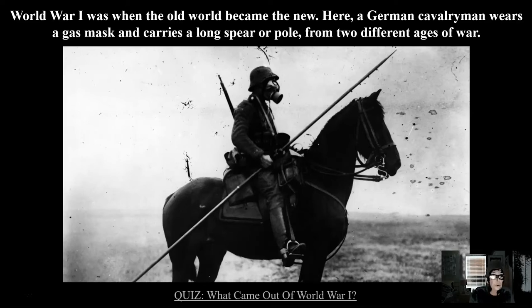So it's really hard to see how people did not know about this new technology. So this is old world meeting the new world. Here's a German cavalryman, one on horse. He's wearing a gas mask, which is modern technology, but he's also carrying a long spear. This is from two different ages of war.